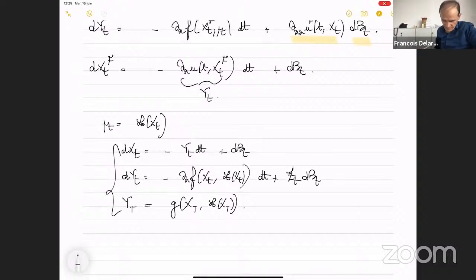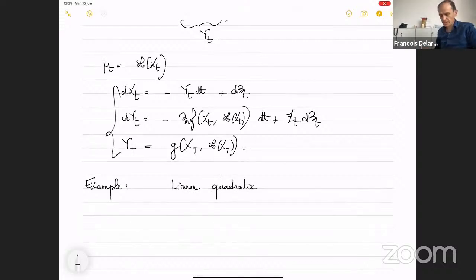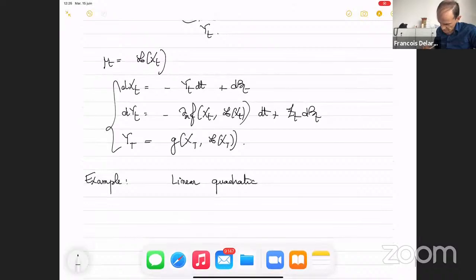What I can explain to you now is just a bit of example that you can't find in the literature. There are many, many results about the linear quadratic case, and many of them have used this Pontryagin formulation because it leads to a forward-backward system of the linear type, and we know how to solve this quite easily under some nice assumptions by using some Riccati equation. So I think that I have a few slides about this.